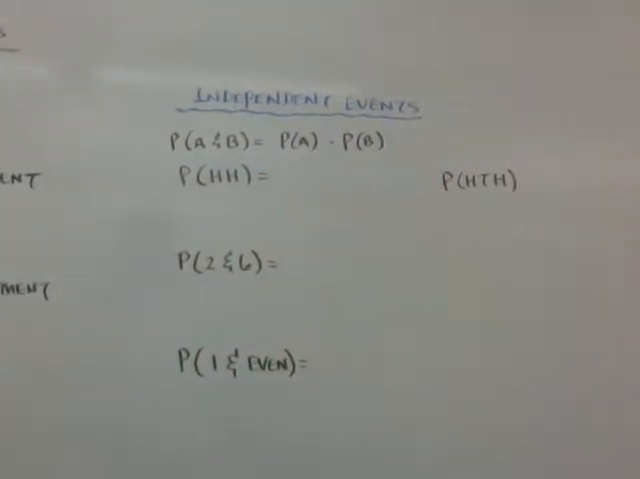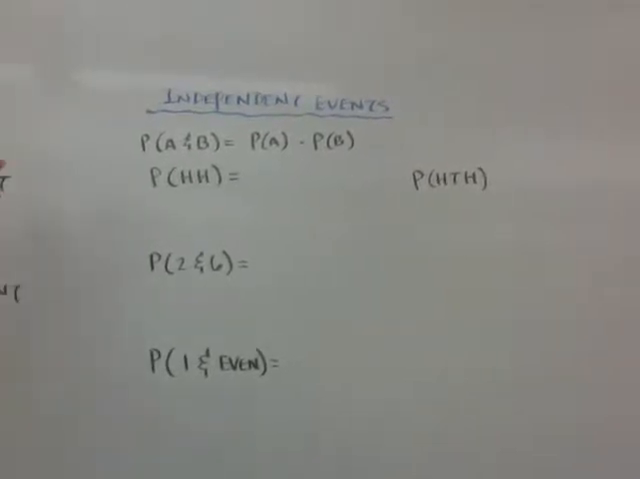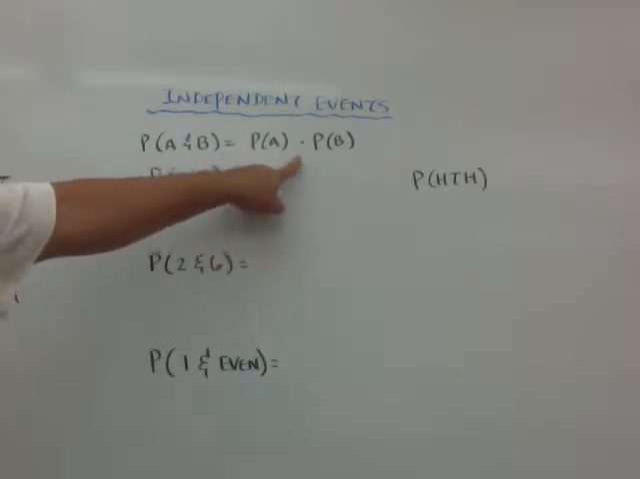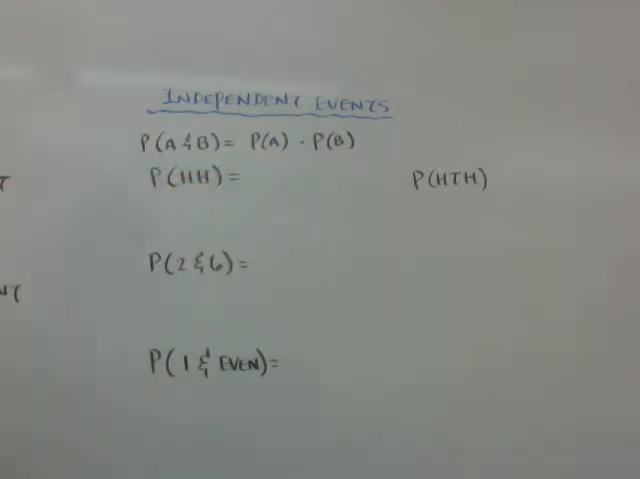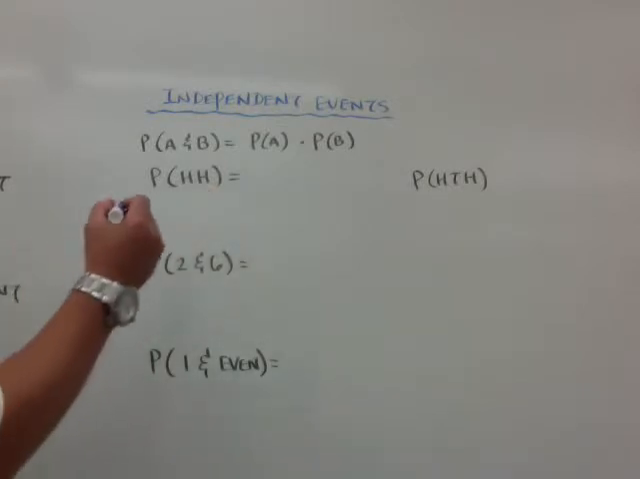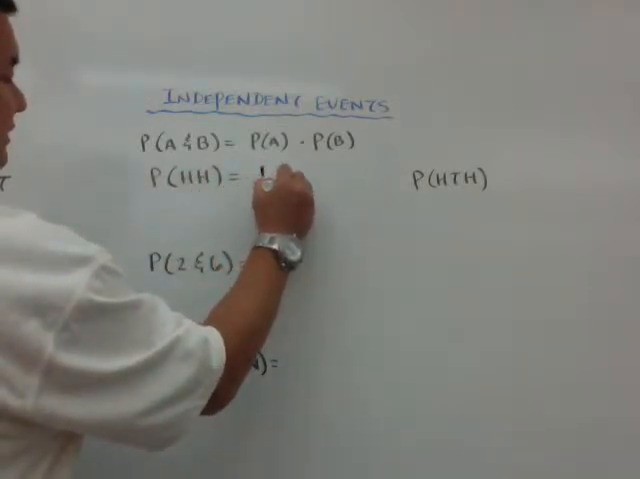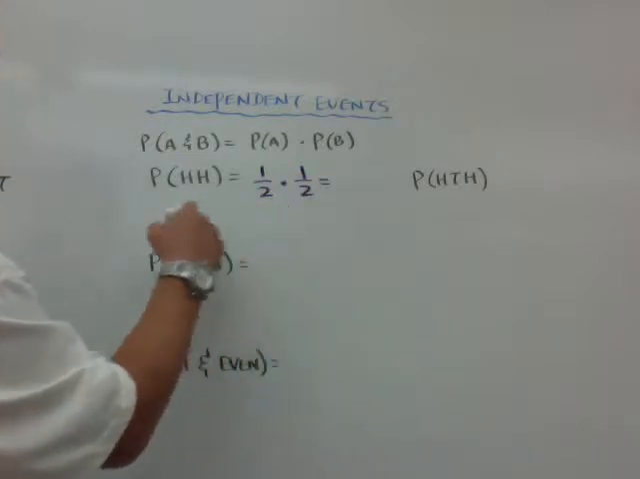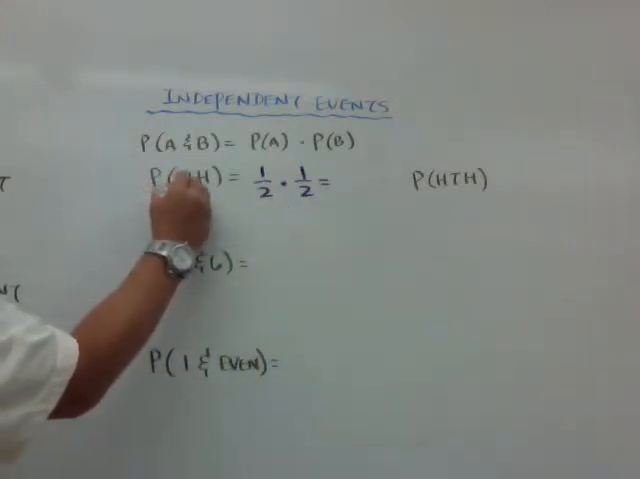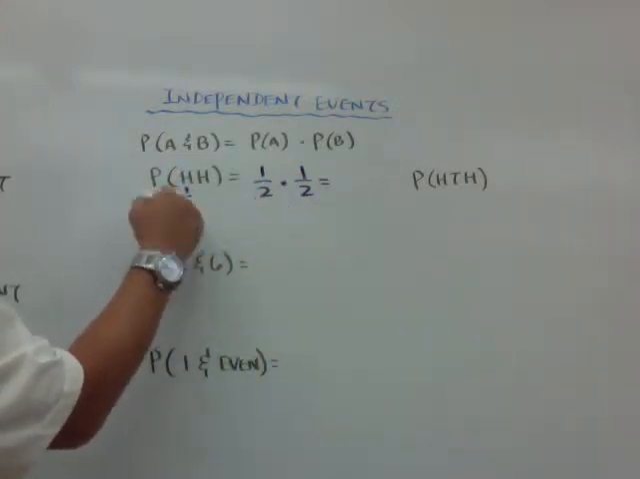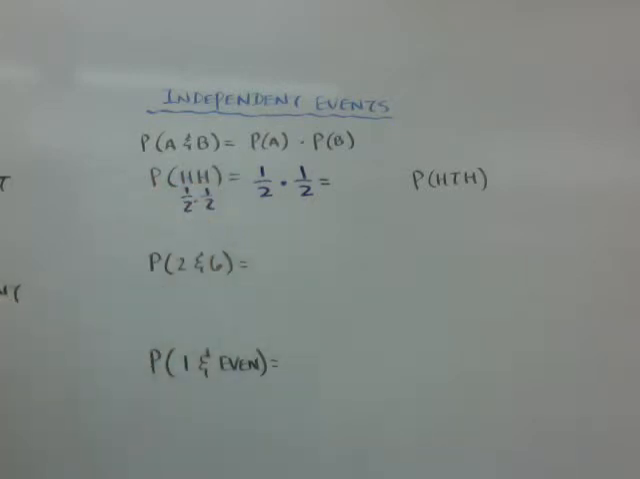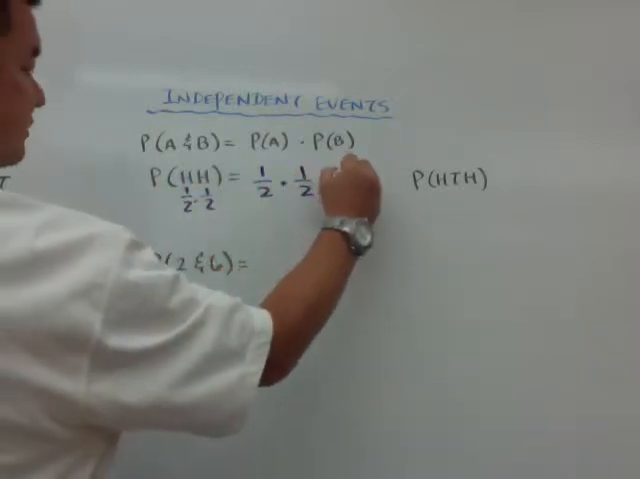So here's independent events. The probability of A happening and B happening is just the probability of A times the probability of B. So you're just multiplying the two probabilities. For example, the probability of flipping a coin 2 times and getting 2 heads is 1/2 times 1/2. You just multiply the probability of getting the first head, which is 1/2, times the probability of getting the second head, which is 1/2. And your answer is 1/4.